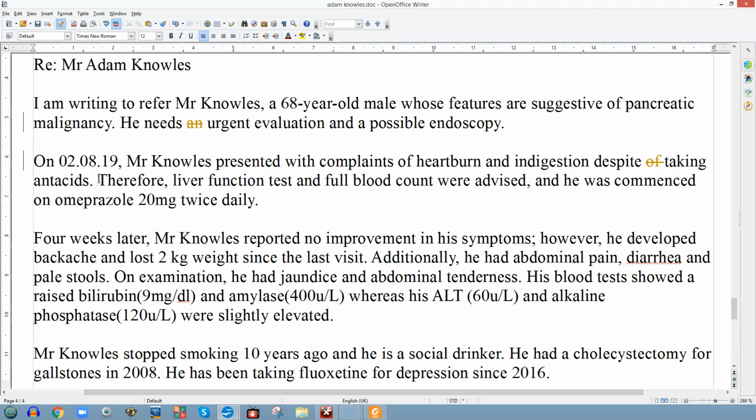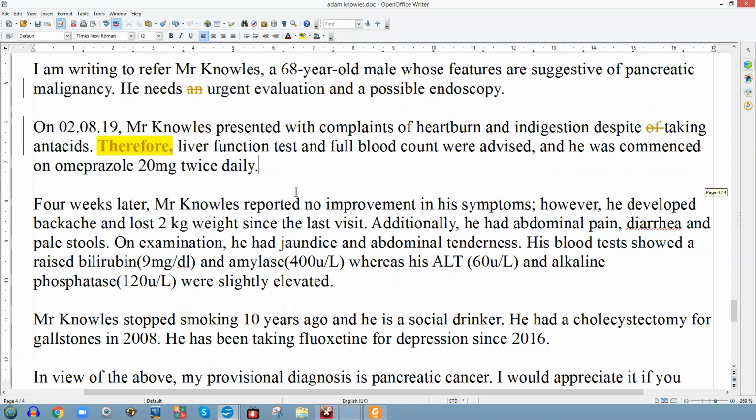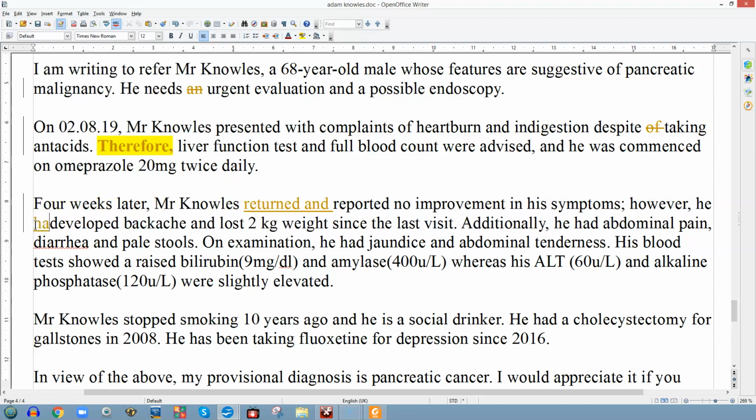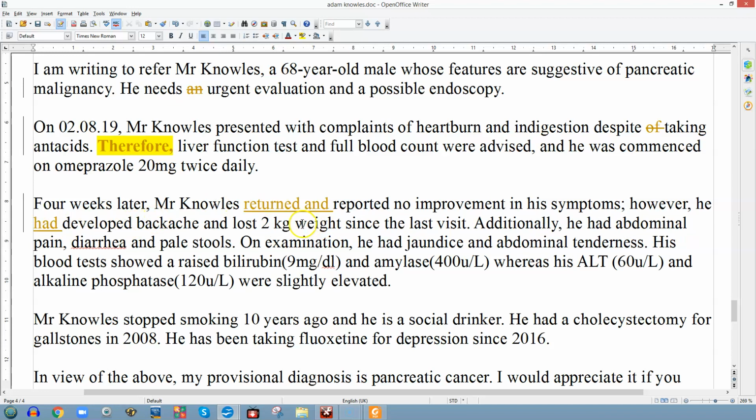I requested a liver function test and a full blood count, and Mr. Knowles was commenced on. Okay, so you can do it like that. We don't really need this here. Mr. Knowles reported no improvement. Well, Mr. Knowles returned and reported no improvement in his symptoms. However, he developed backache. He had developed, past perfect, lost 2 kilograms in weight since the last visit.